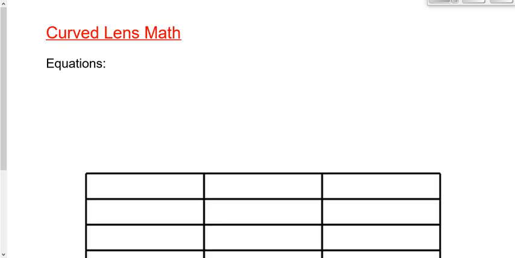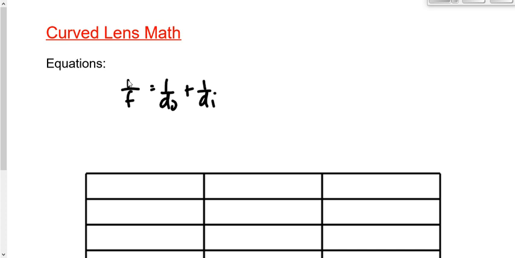Okay, let's take a look at a little bit of math here. I gave you these equations on Friday, but we'll go through them again here. First equation that describes curved lenses is our thin lens equation. It says 1 over f is equal to 1 over do plus 1 over di. F is the distance from the focal point to the lens. Do is the distance of the object to the lens. di is the distance from the image to the lens.